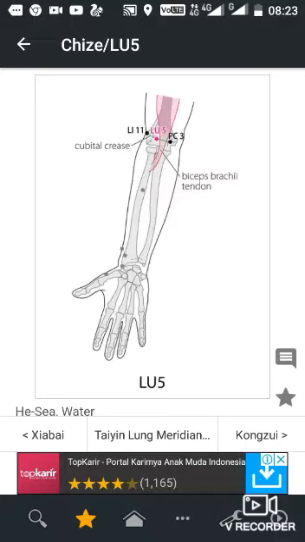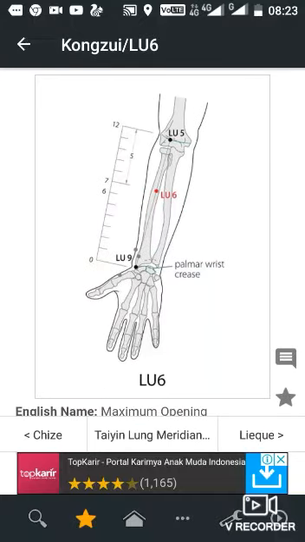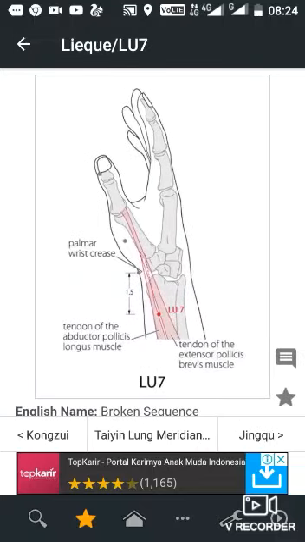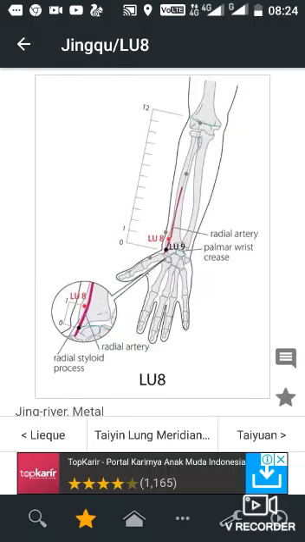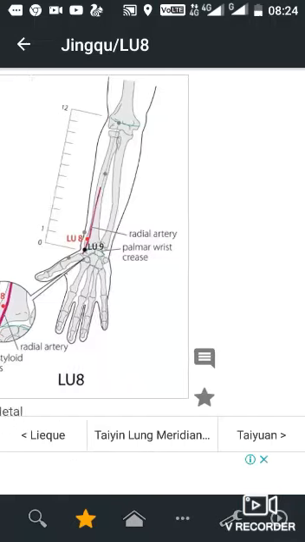Lu 6, location. 7 cun above the transverse crease of the wrist, on the line joining Taiyuan and Chize. Lu 7, location. Superior to the styloid process of the radius, 1.5 cun above the transverse crease of the wrist. Lu 8, location. On the medial side of the styloid process of the radius, 1 cun above the transverse crease of the wrist. Lu 9, location.